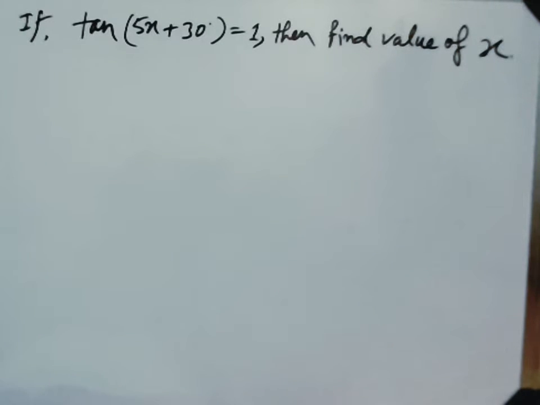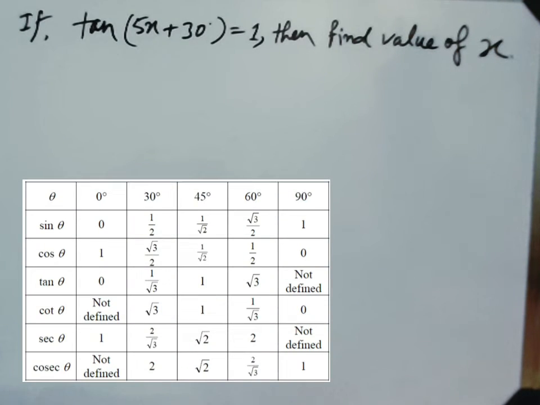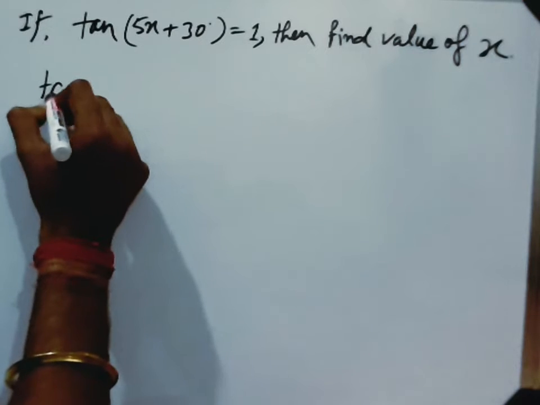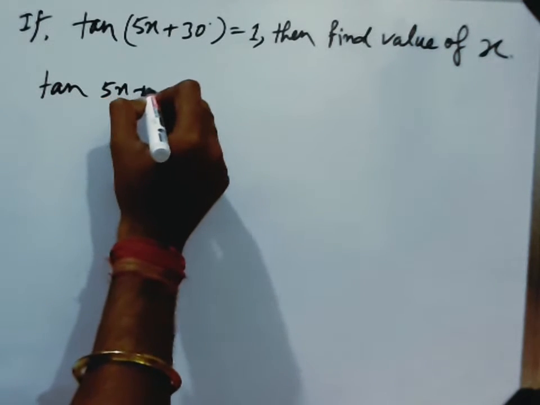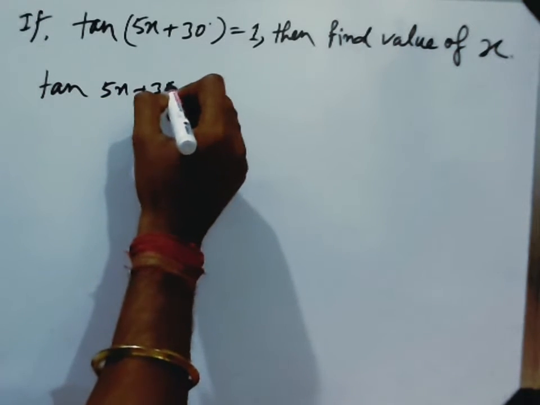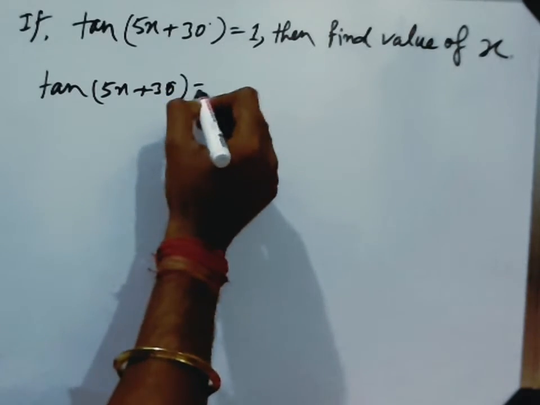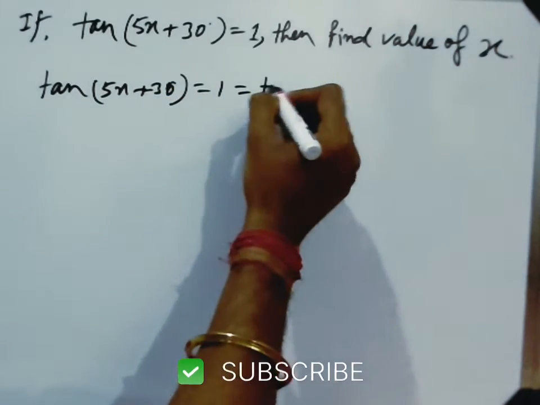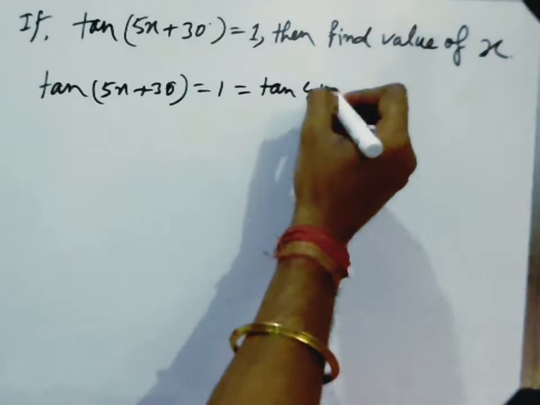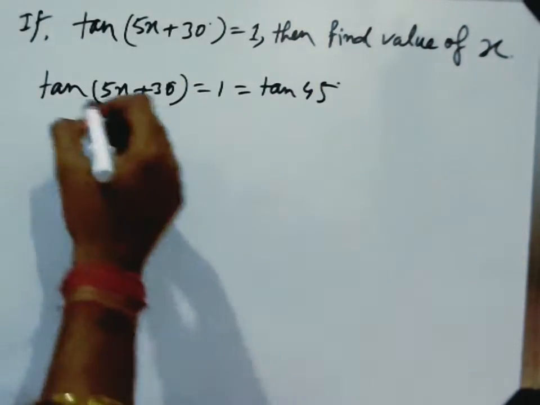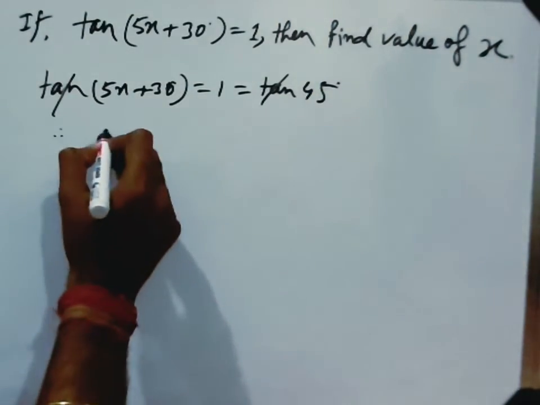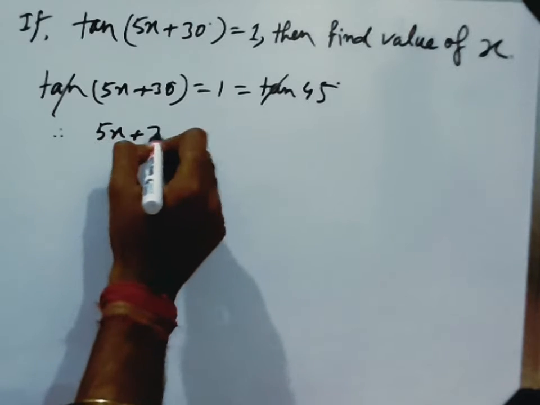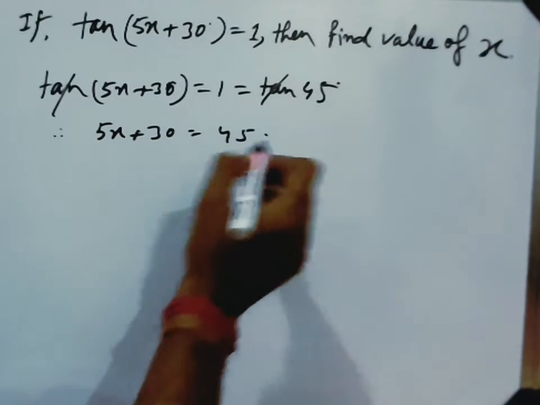The question is, if tan 5x plus 30 degree equal to 1, then find the value of x. So we can write here like tan 5x plus 30 degree equal to 1. That means that tan 45 degree. So we can cut tan tan, therefore 5x plus 30 equal to 45.